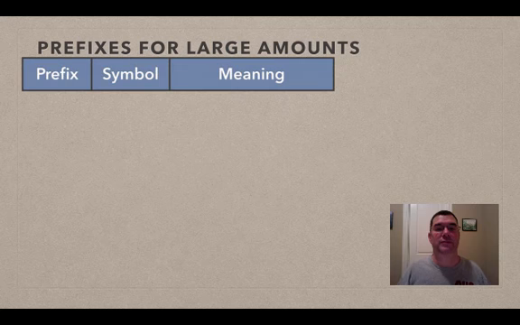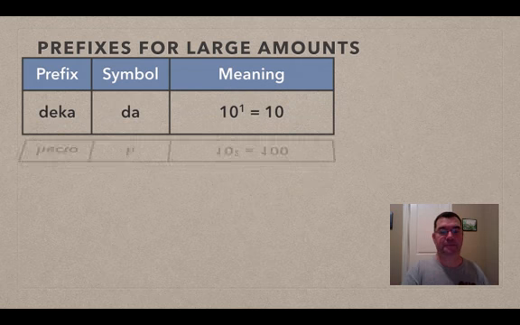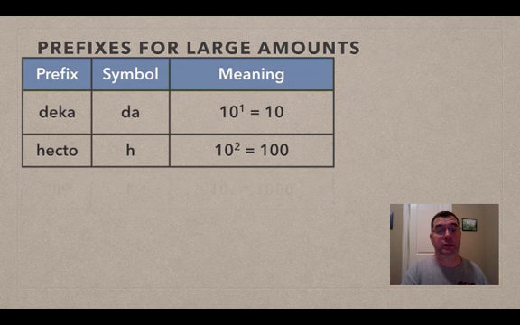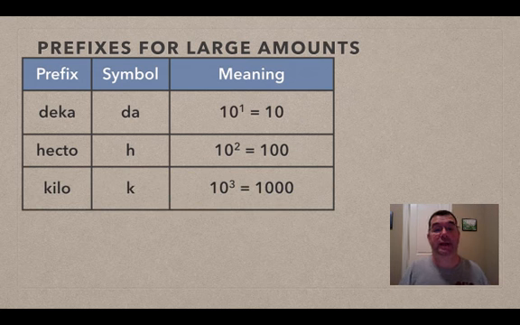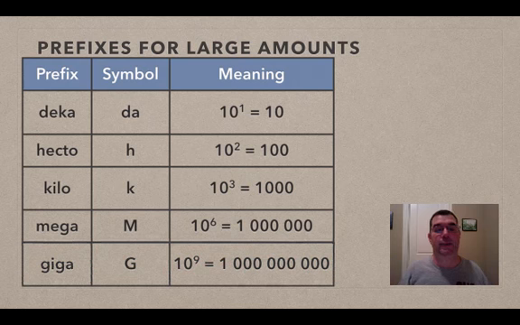Then on the flip side, we have some large prefixes that stand for large amounts of something. So a decameter would be 10 meters. A hectometer would be 100 meters. A kilometer would be 1,000 meters. A mega, well, we wouldn't really talk about megameters, that's just too far. So we might talk about megabytes, which is roughly 1 million bytes. You computer people know that it's not exactly 1 million bytes because in bytes they deal in base 2, but it's roughly 1 million. And then giga would be 10 to the 9, or 1 billion of something.